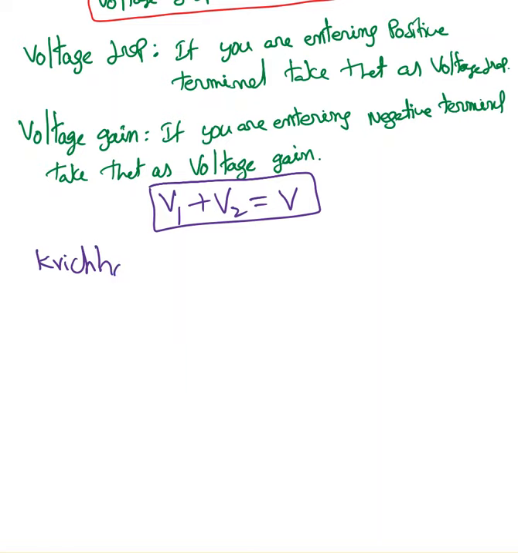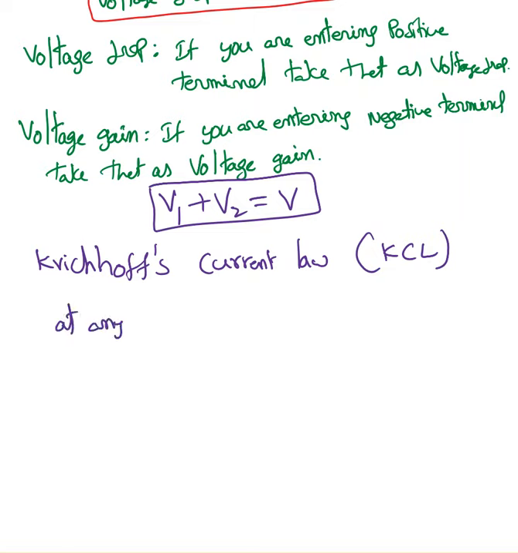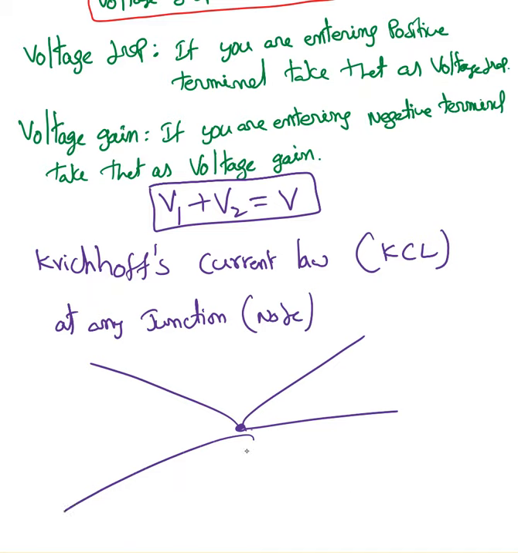Kirchhoff's current law. Kirchhoff is a person's name. This is also called KCL, Kirchhoff's current law. At any junction or node, also called an essential node, it doesn't matter, so here is the junction. There are a few wires coming in and going out.